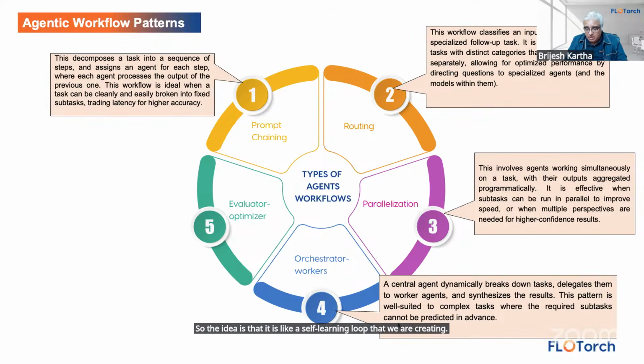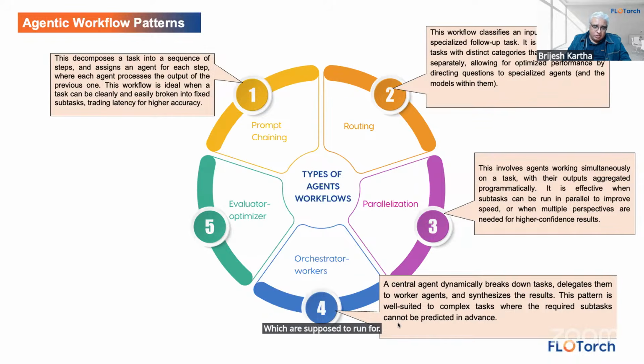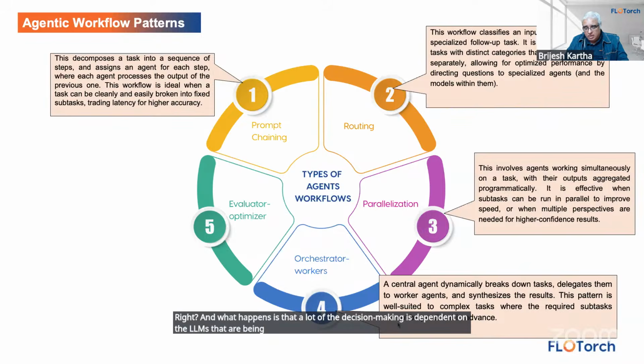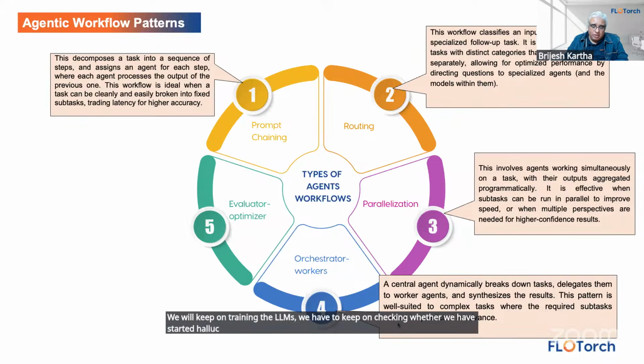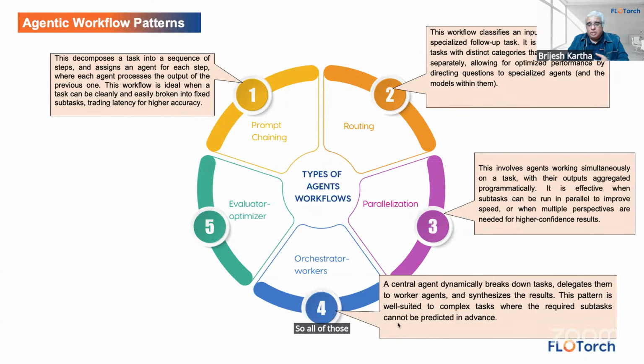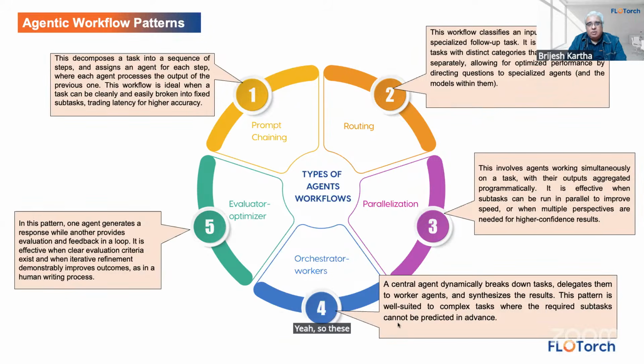And that could become very critical for us when we start creating these agentic workflows, which are supposed to run for weeks on end, months on end, right? A lot of the decision making is dependent on the LLMs running behind it and the context that is running. So as the context changes, we will keep on training the LLMs. We have to keep on checking whether we have started hallucinating a little bit more. All of those checks are potentially going to be done by workflows of the evaluator optimizer variety. Yeah. So these are the five agents that we're talking about.